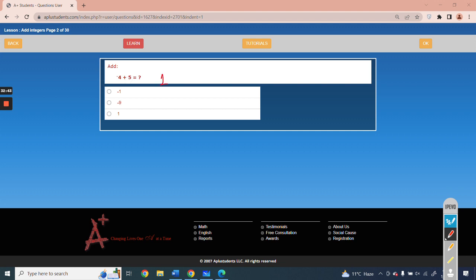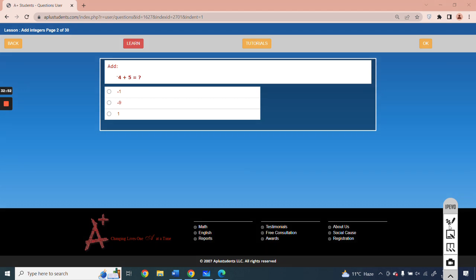5 is the greater number. 5 is positive, so the answer must be positive. So the answer is 1. Got it? So the correct option is 1. Just select the correct option and click on the OK button.